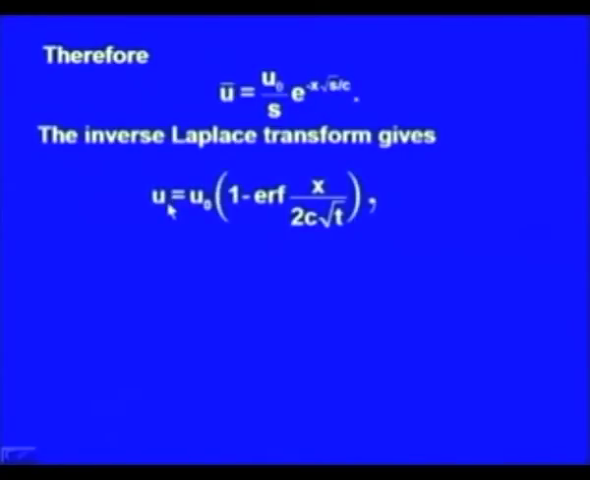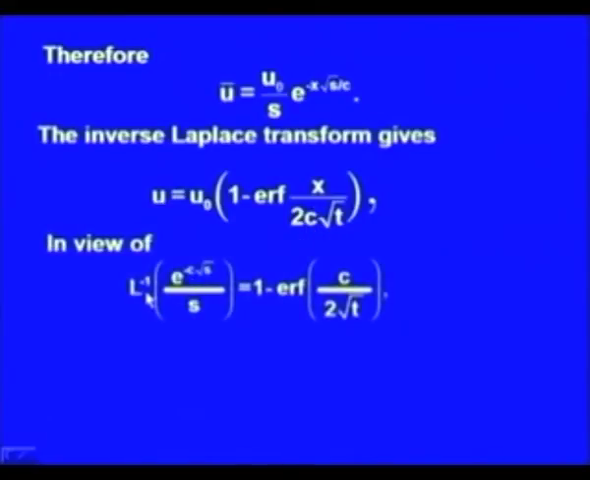When we take the inverse Laplace transform of this, then the inverse Laplace transform of u bar will be u naught, which is a constant, so it will remain as it is. Then the inverse Laplace transform of e to the power minus x root s by c over s is 1 minus erf x over 2 c root t, in view of the result, that is, L inverse of e to the power minus c root s over s equal to 1 minus erf c over 2 root t.